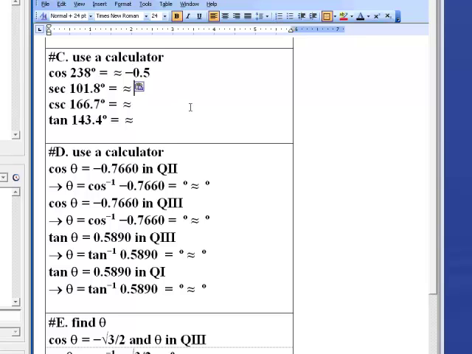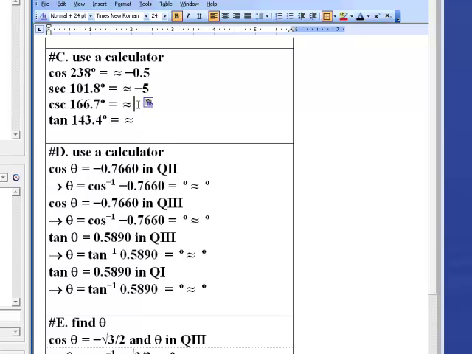Okay, secant 101.8 degrees. Reference angle is 78.2 degrees. When I take the cosine of that, it's probably relatively small. I come out with 0.2, and as I said, I'm just estimating, maybe 0.2. I invert that, because for the secant, 1 divided by 0.2 is roughly 5. Maybe that's what I come up with. Maybe it's going to be 6. Maybe it's going to be 10, but somewhere around there. I'm in the second quadrant, where the secant is negative.